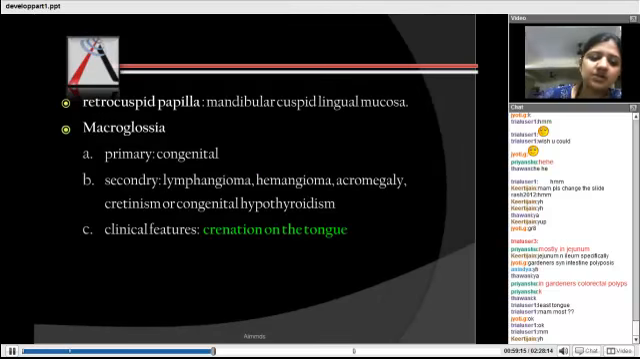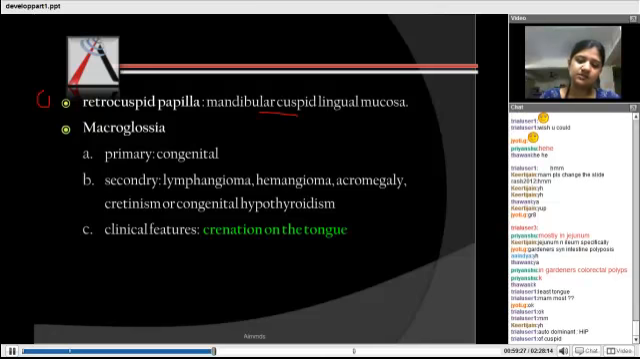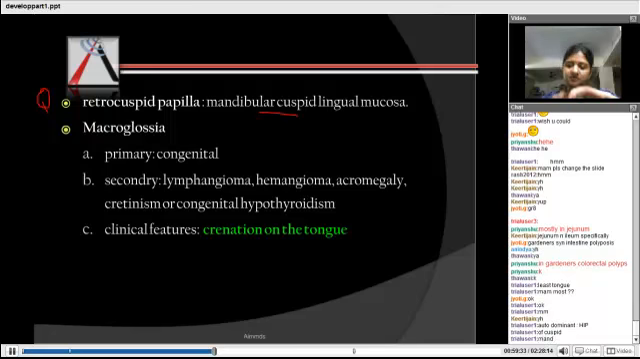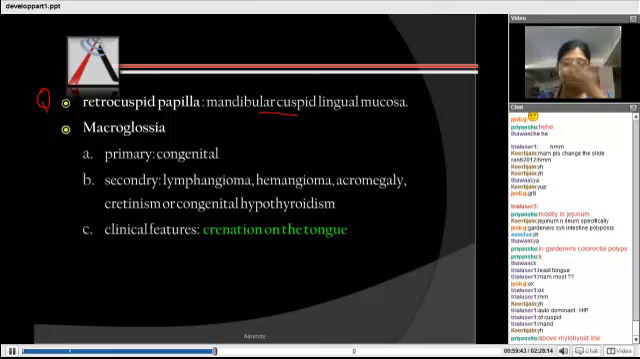Then coming to a term called retrocuspid papilla. This is seen on the lingual mucosa near the mandibular cuspid. This has been asked in perio as well. It's an important point. Near the mandibular canine, if you observe the lingual mucosa, you will find a slight elevation, a small papilla there. That's called the retrocuspid papilla. An important MCQ in perio.